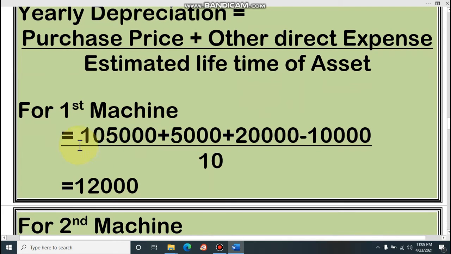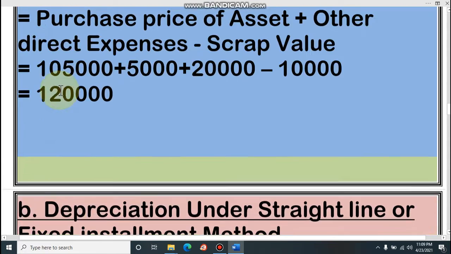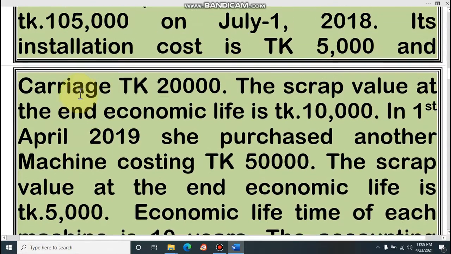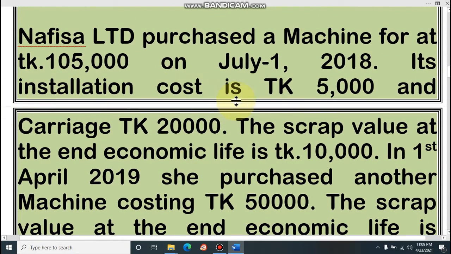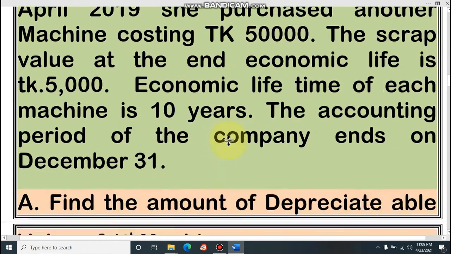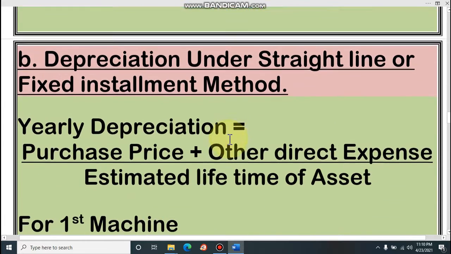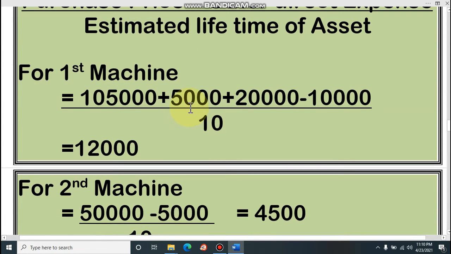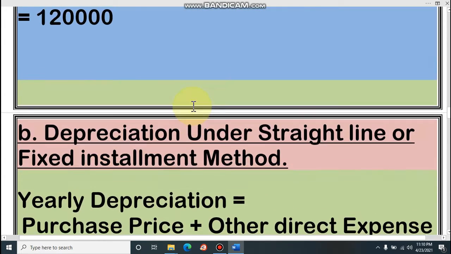So for the first machine, what will be the formula? You know that 1,05,000 is the purchase price, then other expenses 5,000 plus 20,000 and scrap value is 10,000. So purchase price 1,05,000 plus 5,000 plus 20,000 minus scrap value 10,000, divided by estimated lifetime 10 years. That means the yearly depreciation is 12,000. Then for the second machine, what will be the yearly depreciation?